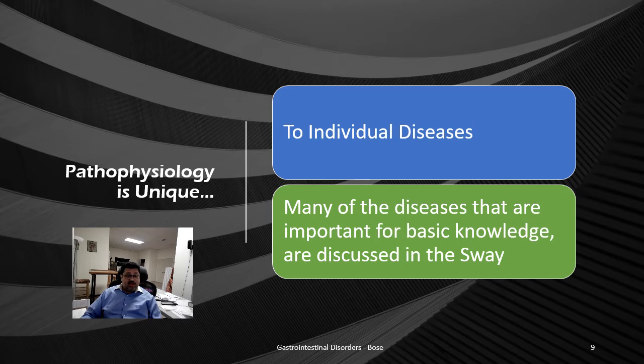The pathophysiology study of gastrointestinal diseases is unique to the individual diseases of the individual parts of the gastrointestinal tract. Therefore, it is impossible to be fairly generalized in discussing pathophysiology of such a vast system. Many of the diseases that are important basic knowledge for an entry-level physical therapy professional are discussed in this way.